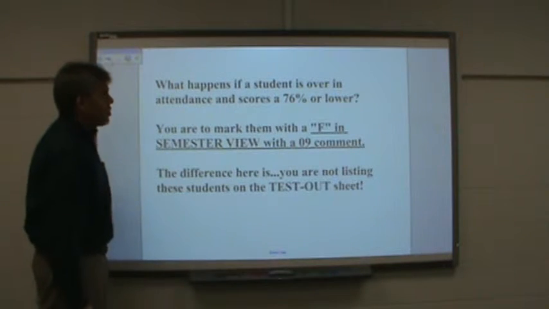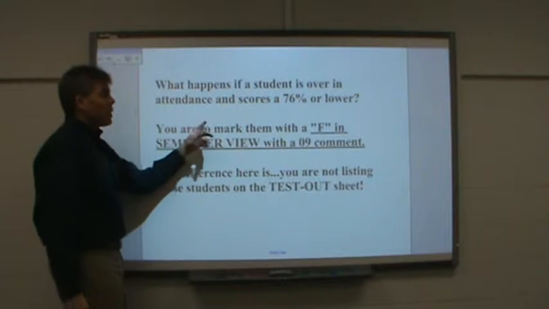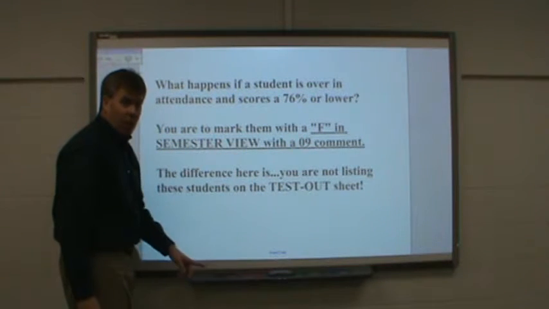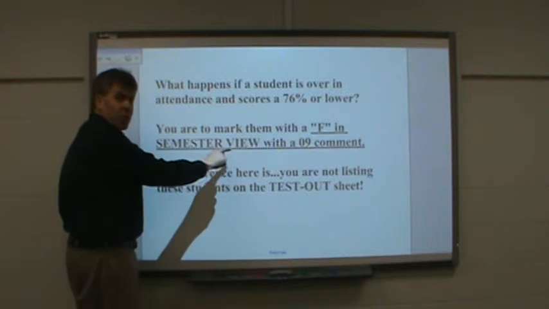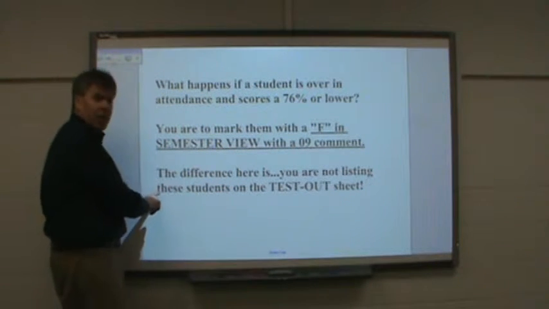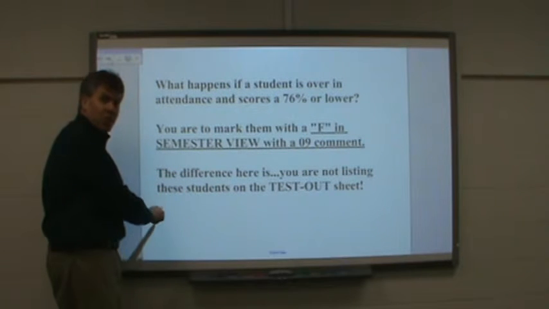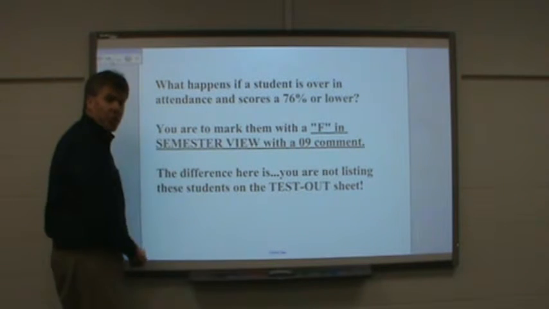Now, what happens if a student is over in attendance and scores a 76 or lower? Well, you're to give that student an F in semester view with a 09 comment. The difference here is you are not listing this student on your test out sheet.